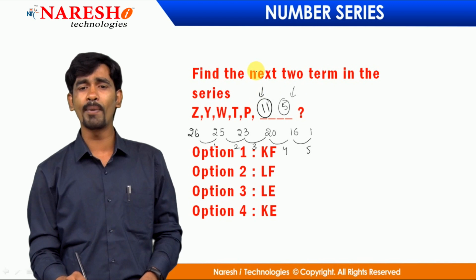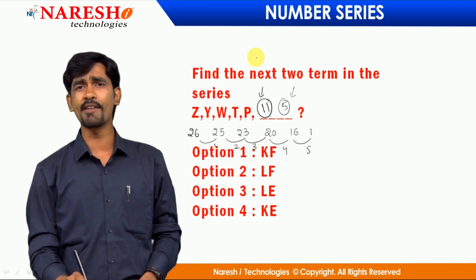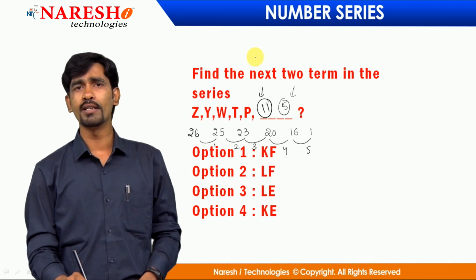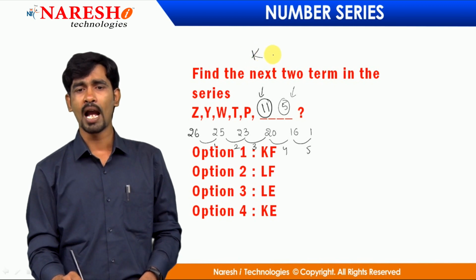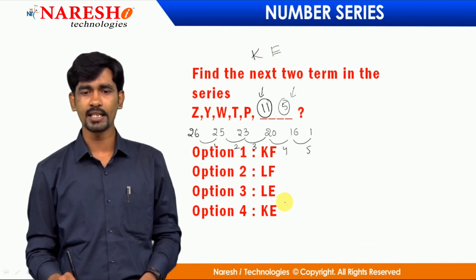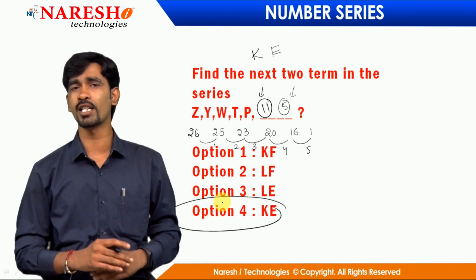What is the 11th alphabet position? If you observe, 11th is E, J, O, T, Y. J is going to be 10, so after J we will see K. That means the 11th alphabet is K and the 5th alphabet is going to be E. So your answer choice must be KE. Mark your answer choice as option 4.